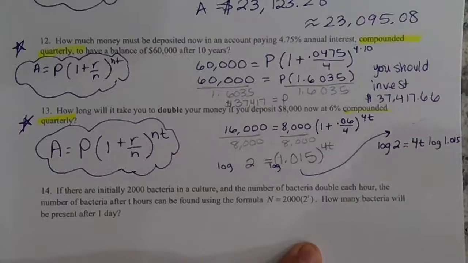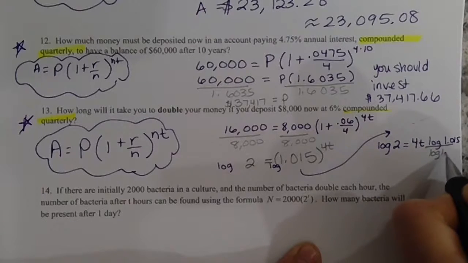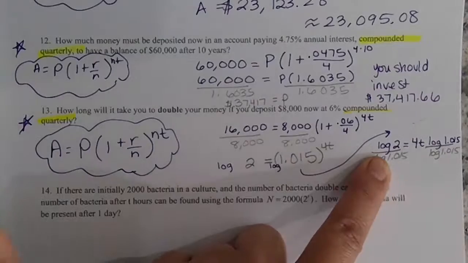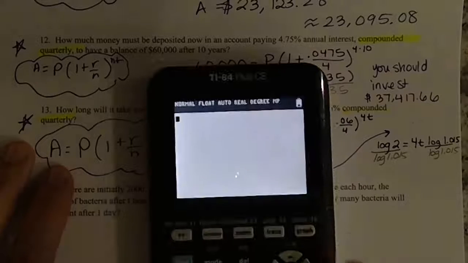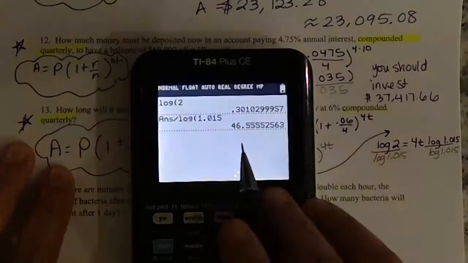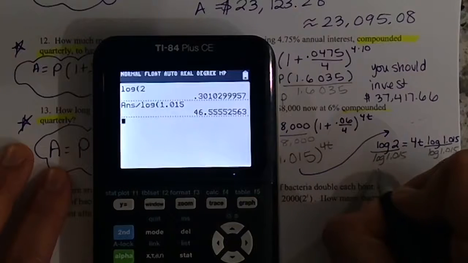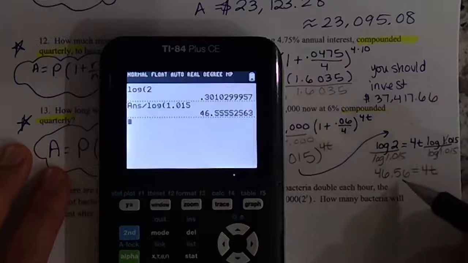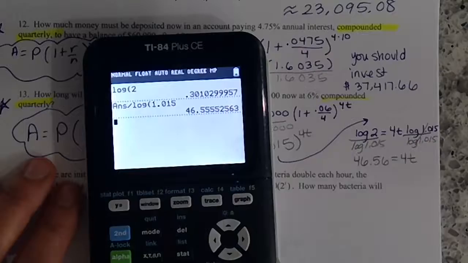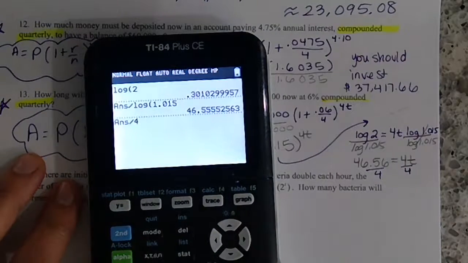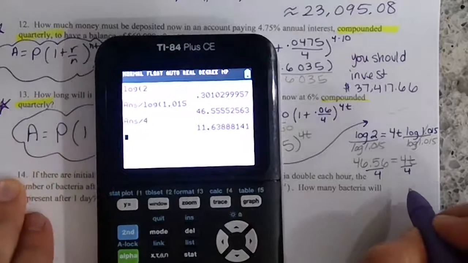We're solving for t, so we're going to divide this by log of 1.015. Be careful, this is not log 2 divided by 1.015. It's log 2 divided by the log of 1.015. So log 2 divided by log of 1.015 is about 46. We plug that into our calculator. Okay, the last thing you're going to do is, since you're solving for t, divide that by 4 on both sides. And it says it'll take you a little more than about 11 and a half years.